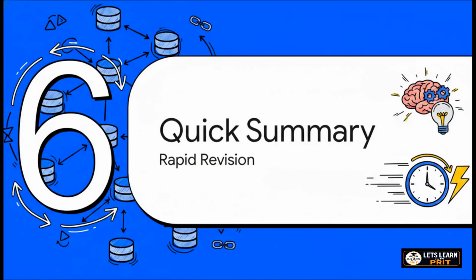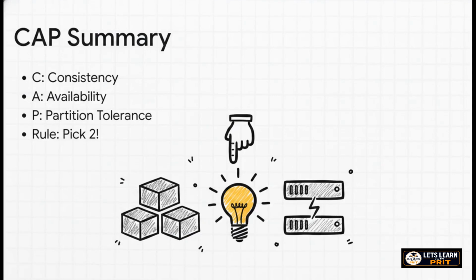Finally, section 6, quick summary. Let's do a rapid-fire revision to firmly lock this into your memory before you walk into that exam hall. Remember the core formula. C is for consistency, meaning the data is always perfectly accurate and synced. A is for availability, meaning the system is always on and responds to users without throwing errors. P is for partition tolerance, meaning the system survives network breaks between its own servers. And the golden rule to rule them all, pick 2.